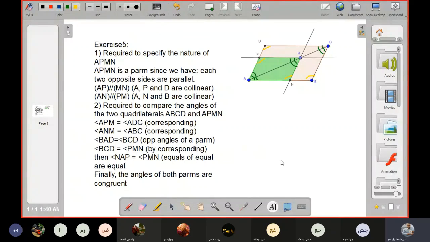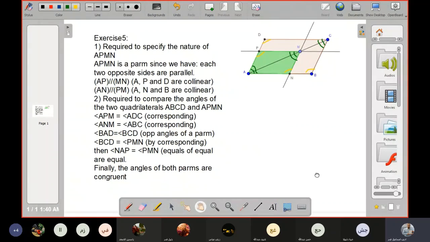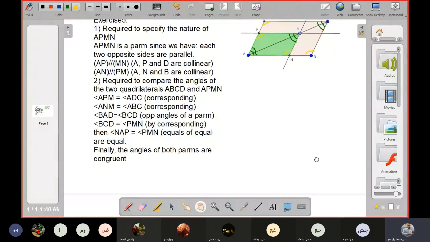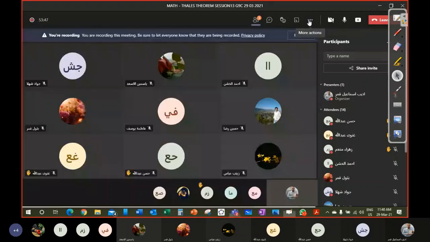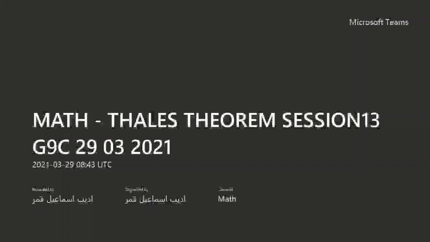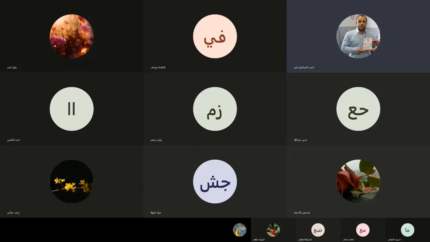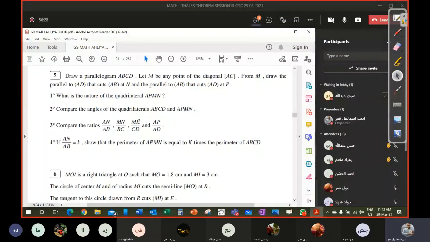This is part 3. Let me raise the page. Did you finish part 2? Yes. Let me make something. Compare the ratios AN over AB, MN over BC, MP over CD, and AP over AD.